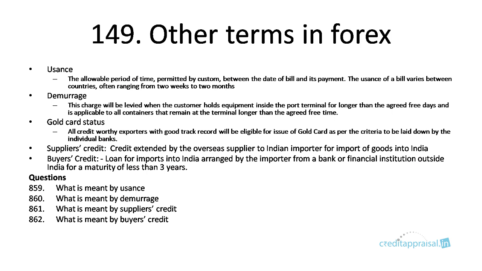So in this chapter, just understand what is meant by usance, demurrage, what is suppliers credit, and what is buyer's credit.